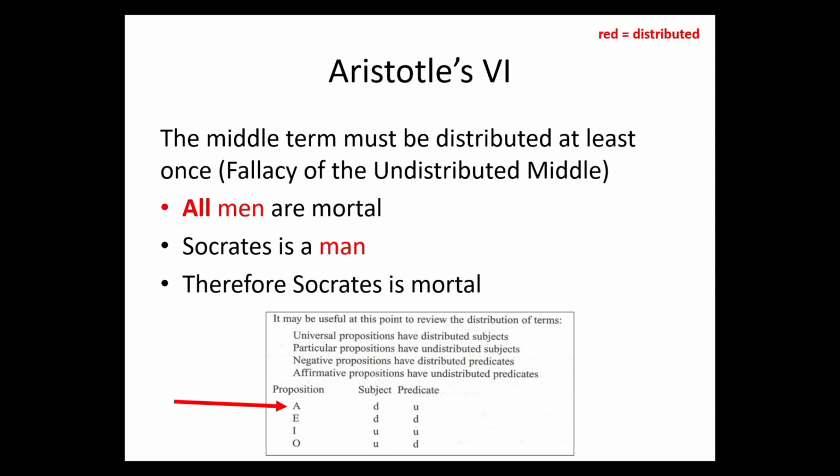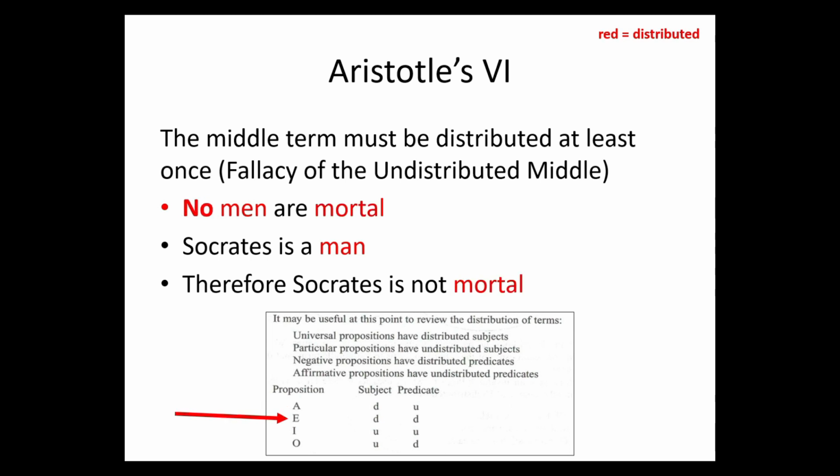If I say all men are mortal, then I'm making a claim to know something about all men. My subject term, men, is distributed in my major premise. My middle term is distributed. I am indeed claiming to know something about all men.